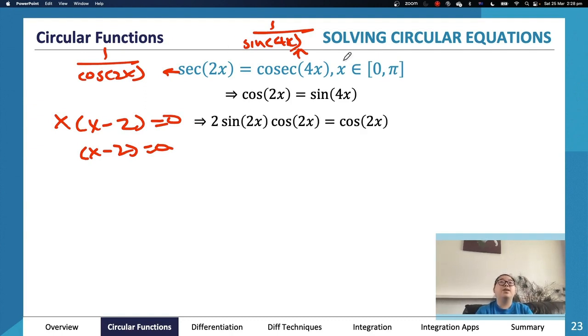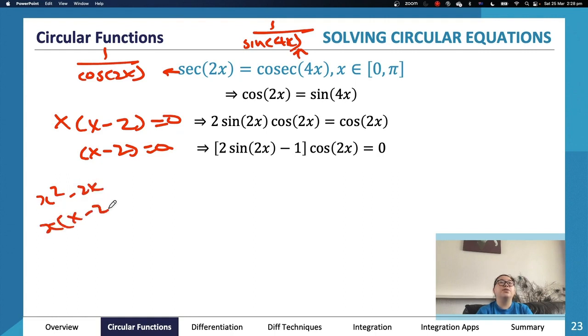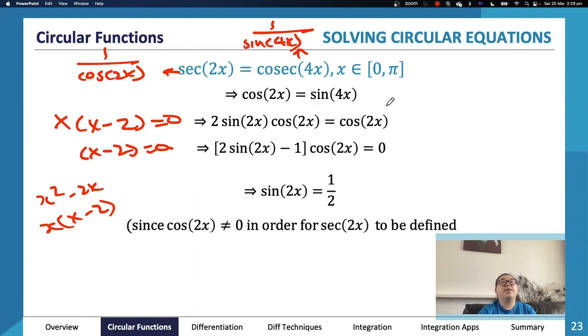Okay, so we need the same base in order to solve for these. So we're going to change this one using the double angle formula into this equation instead. So 2 sine 2x cos 2x instead of sine 4x. And then what we're going to do is group, just like if we had x squared minus 2x, and we could group it into x minus 2, we're going to group out the cos here. So we'll get 2 sine 2x minus 1 and cos 2x. So what that means is sine 2x will equal a half, because cos 2x cannot equal 0, because otherwise this would be undefined, right? So we just state why we're not pursuing one of the paths further.